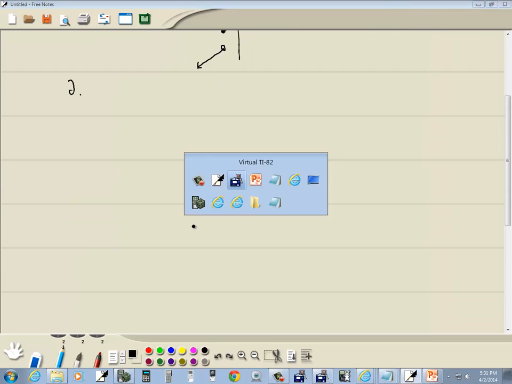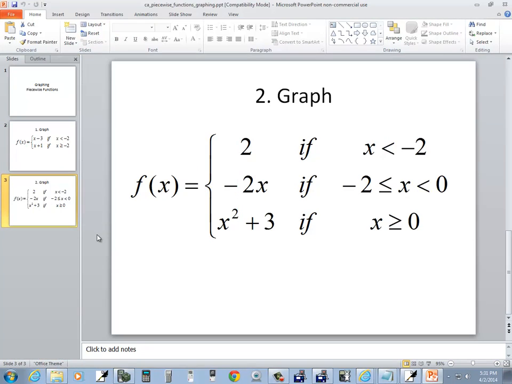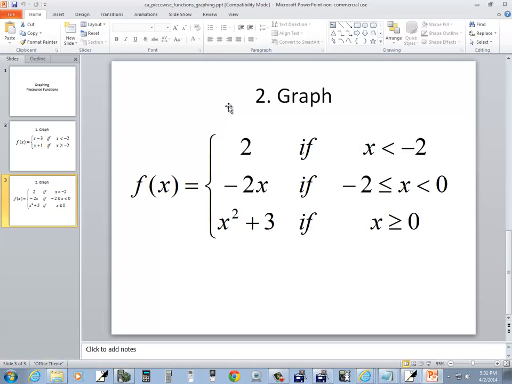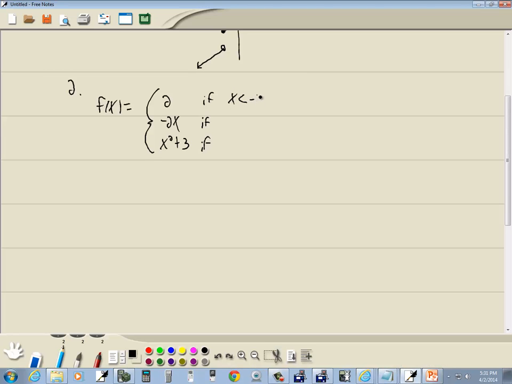Let's look at our second example. We got f of x is equal to 2, negative 2x, x squared plus 3, if x is less than negative 2, and negative 2 is less than or equal to x is less than 0, and x is greater than or equal to 0.